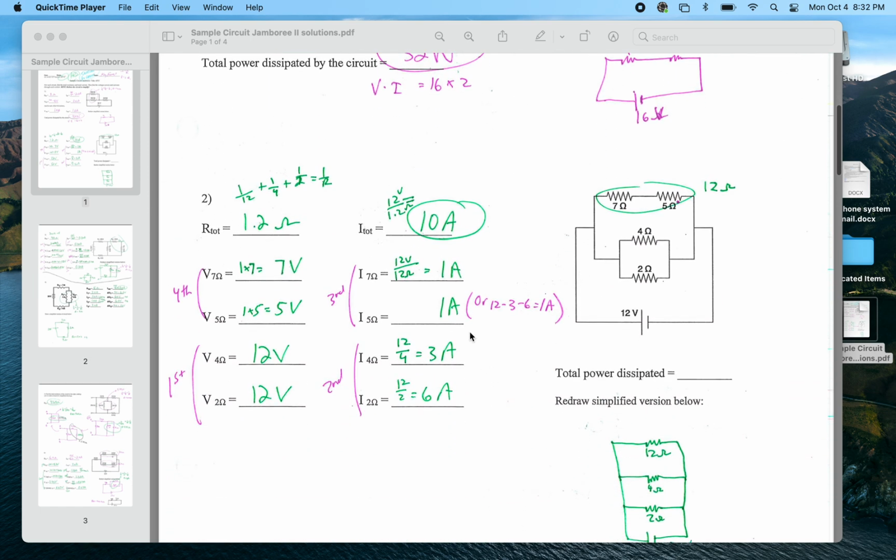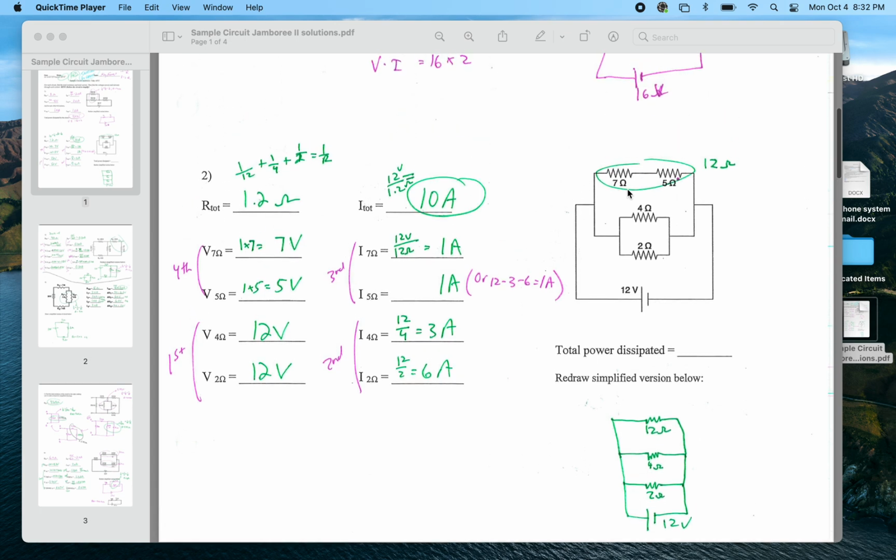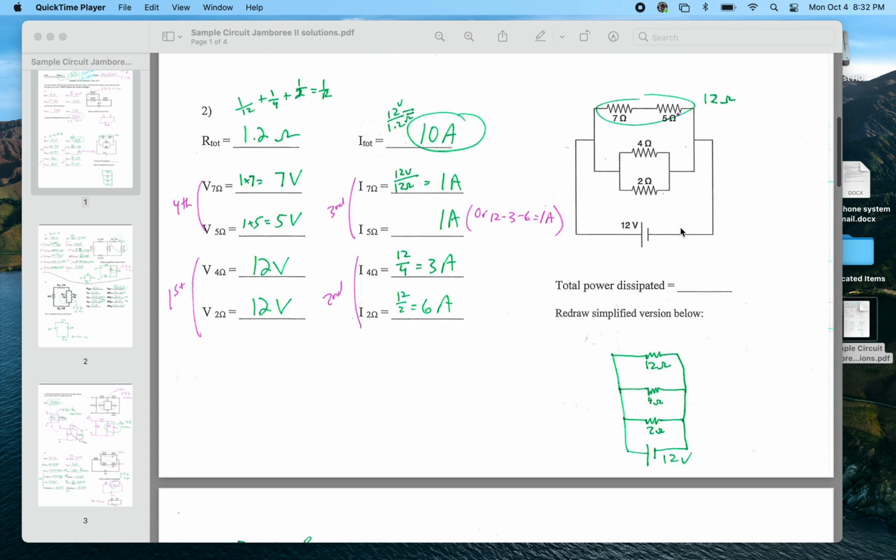Going to number 2, we end up having this one. We've got these two resistors in series up here. I'm going to simplify that first into a single 12 ohm resistor, and then this really just becomes a parallel circuit with a branch with a 2 ohm resistance, 4 ohm resistance, and then this top one has a 12 ohm resistance. So overall, to get the total resistance, 1 over 12 plus 1 over 4 plus 1 over 2 equals 1 over R. That total resistance is 1.2 ohms. Using Ohm's law, V divided by R gets me 10 amps for the total current.